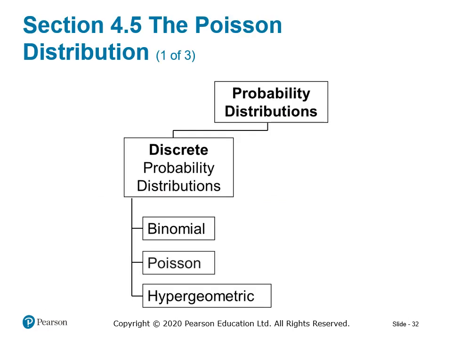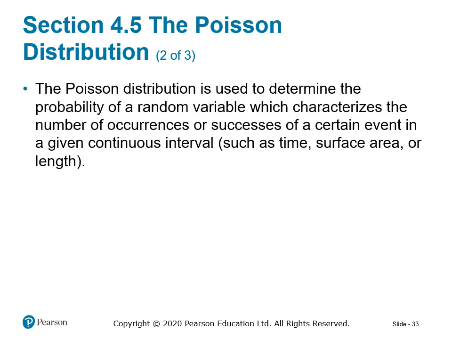The next type of distribution we're going to talk about is Poisson. Now, Poisson was a statistician in the early 19th century, before we had computers, calculators, and all that other stuff. He came up with a discrete distribution used to determine the probability of a random variable, which characterizes the number of occurrences or successes of a certain event in a given continuous interval, such as time, surface area, and length.